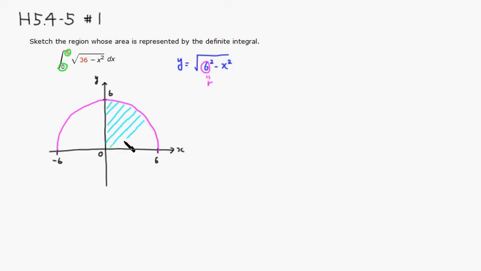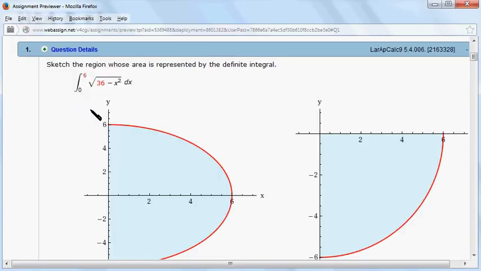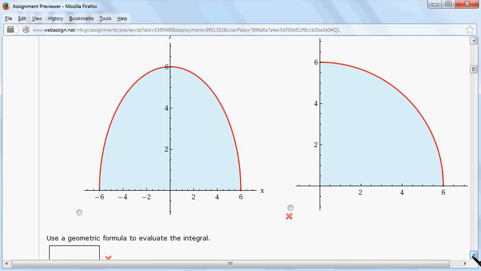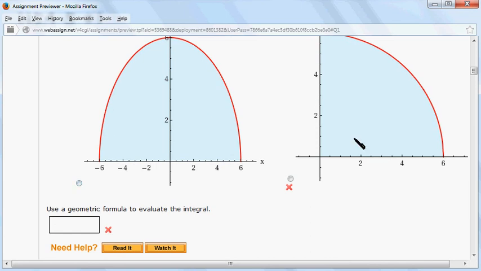So let's try to find this region. Let's go back. This is not it. This is not it. And if you go down, this is a little too much. This is the one we're looking for.